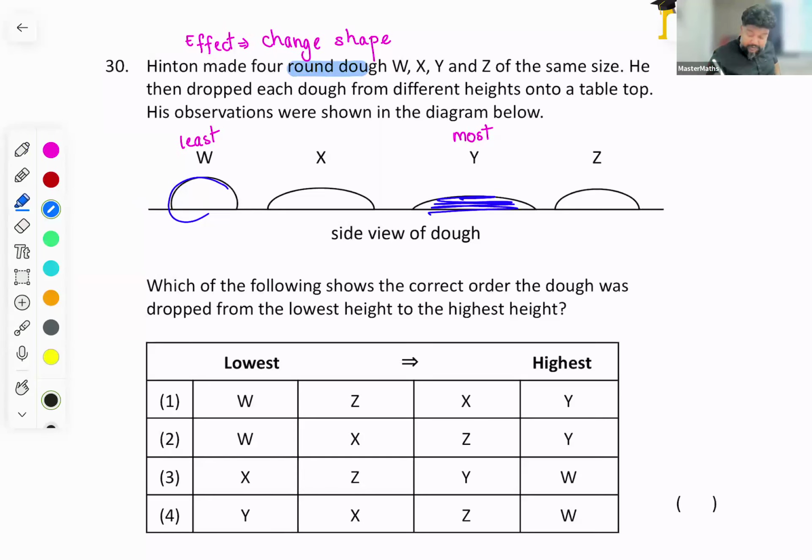So which one was dropped from the lowest height? W. Which one was dropped from the highest height? Well, I still need to compare Z and X. Which one was dropped from a higher height? X. Okay, done?